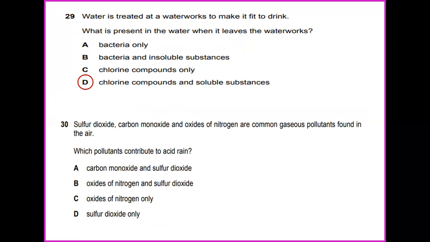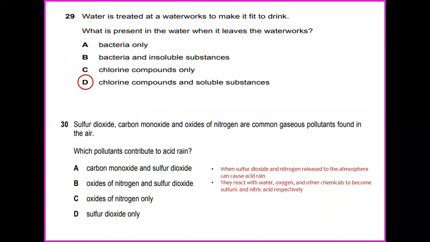Which pollutant contributes to acid rain? When sulfur dioxide and nitrogen oxides are released to the atmosphere, they can cause acid rain. They react with water, oxygen, and other chemicals to become sulfuric and nitric acid, respectively. So the answer for this would be oxide of nitrogen and sulfur dioxide.